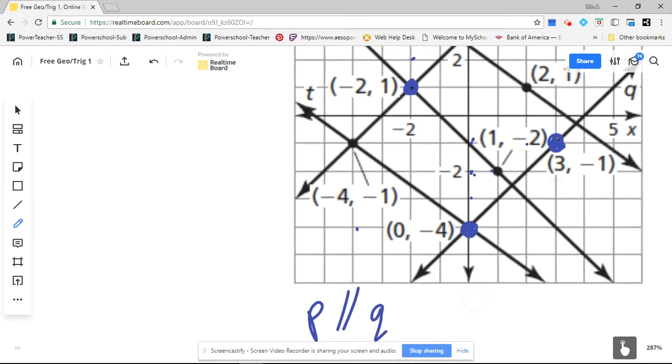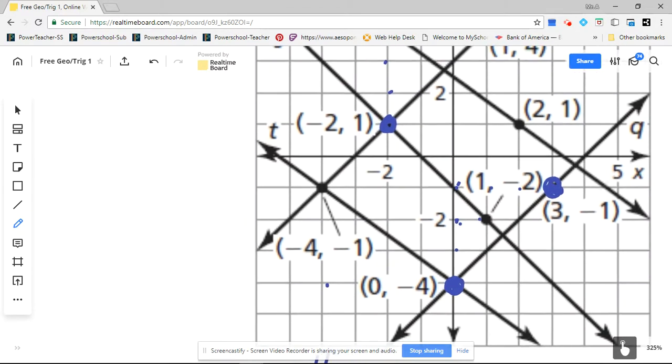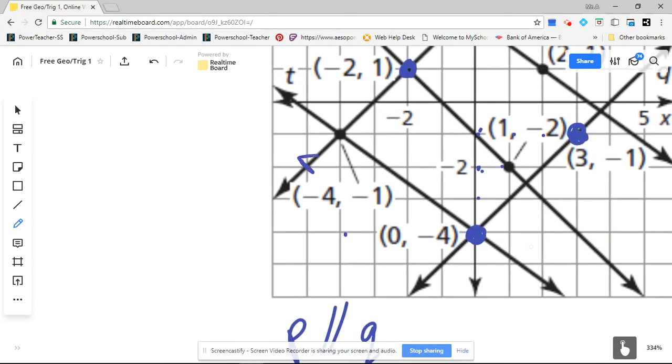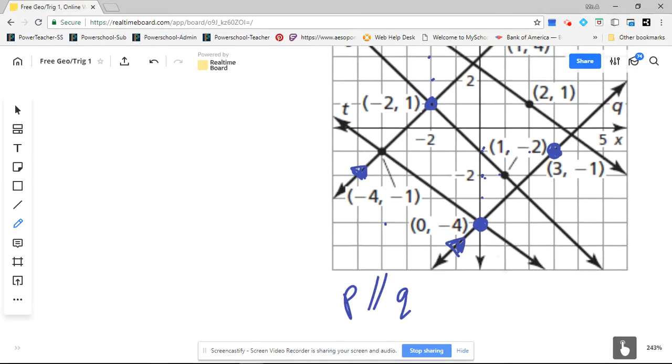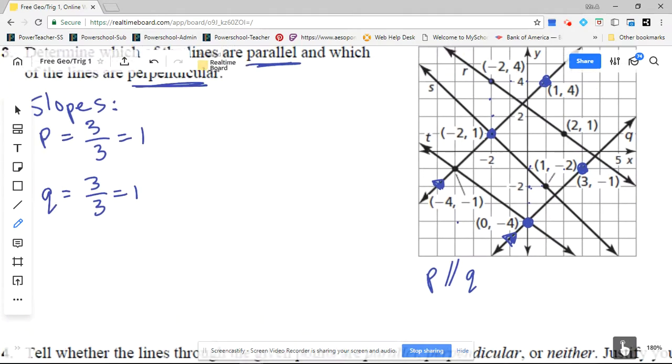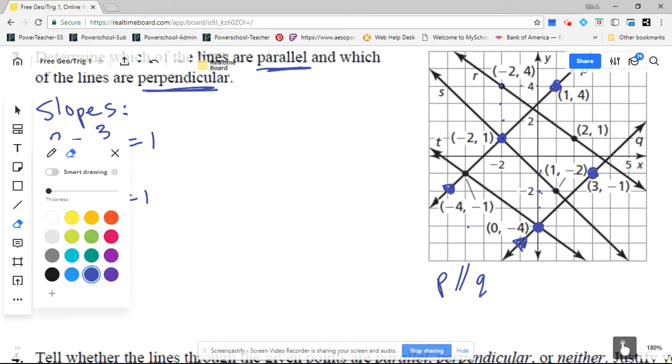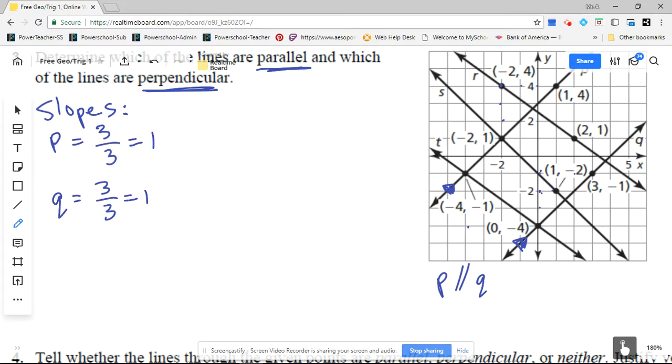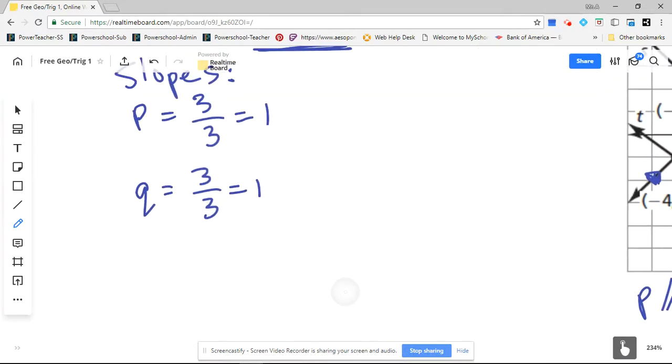So what that means on the graph, I would make little arrowheads on P and on Q because I know now that they're parallel. I proved it because I got their slopes. So I proved it by showing their slopes, so I would make the arrows. And you now know that those two lines are parallel. Let's keep in alphabetical order. Let's find R.